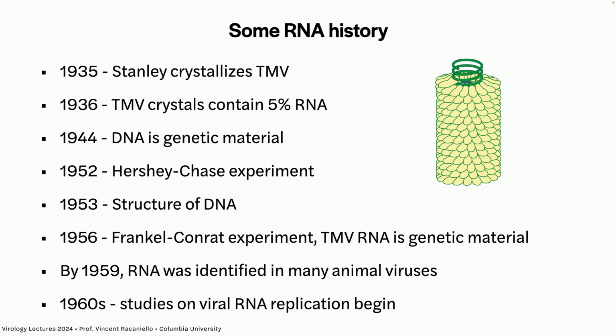1956, RNA in tobacco mosaic virus shown to be genetic material. We talked about these experiments. And then by 1959, many people found RNA in multiple animal viruses. And so they realized this was a thing, that it is genetic material. And so they start to ask, how does this RNA get replicated? Is it the virus? Is it something in the virus, or is it the cell that does it?